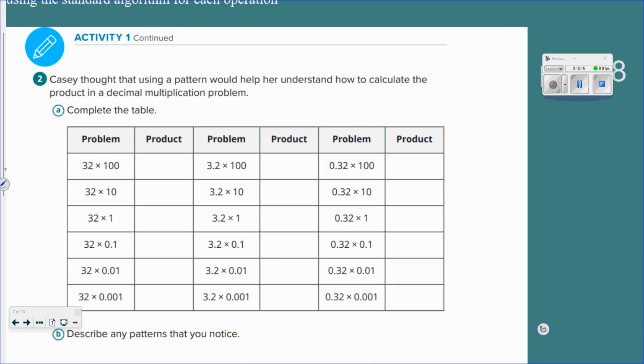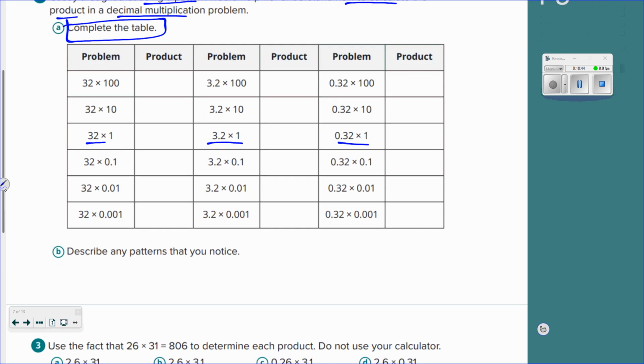On this one, we're using a pattern to help calculate the product in a decimal multiplication problem. Your job is to complete the table. I'm going to give you a big hint: start with where it's 1. All of you should be able to multiply a number by 1. As you go from there, you start to see patterns. You're going to fill in all 18 blank spaces: 3 columns, 6 in each one. Then you're going to describe any patterns you see. I'm only going to give you 4 minutes to finish off this table.